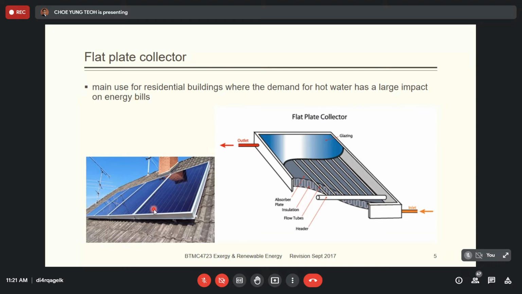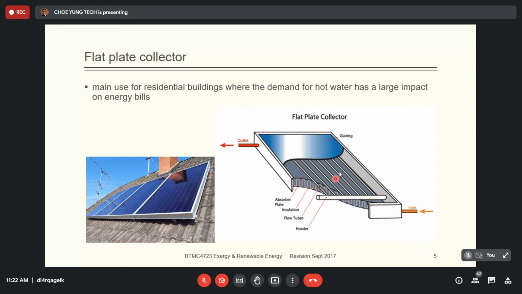Okay, just look at this. But of course, I think it should be quite widely used also, like in Malaysia, this kind of flat plate collector. Okay, so we start with some main components of this flat plate collector.